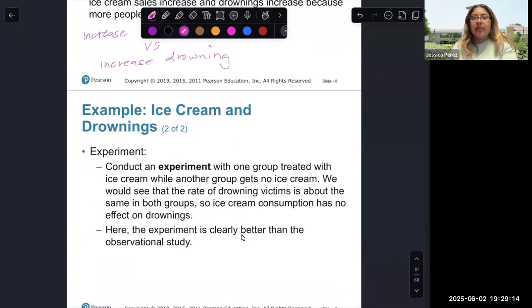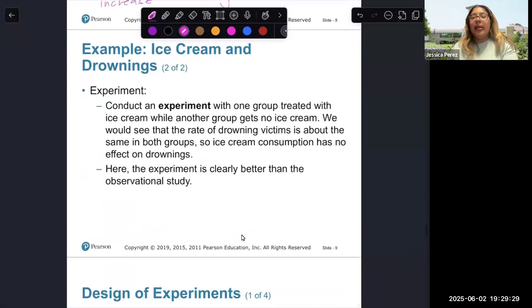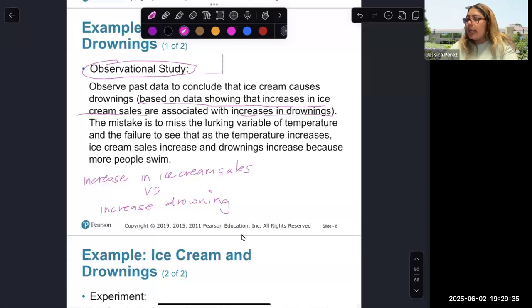Whereas in an experiment, when we conduct an experiment with one group treated with ice cream and the other one with no ice cream, we see that the rate of drowning is about the same in both groups. So ice cream consumption has no effect on drowning. Here, the experiment is clearly better than the observational study. So that means that when we're doing a type of test, such as an observational study, in different cases, we can get a false negative.